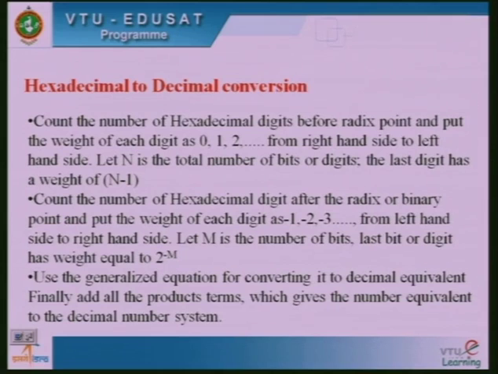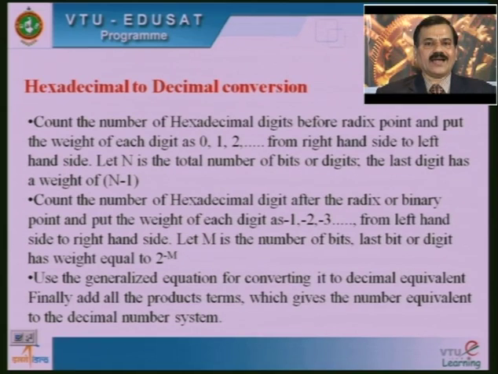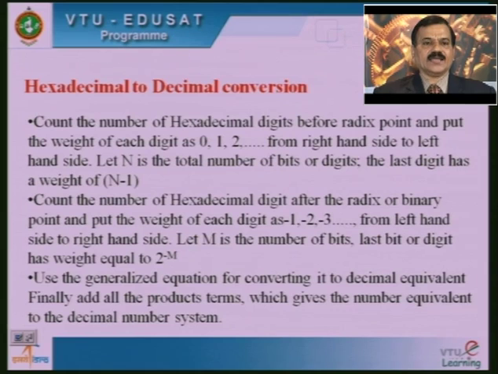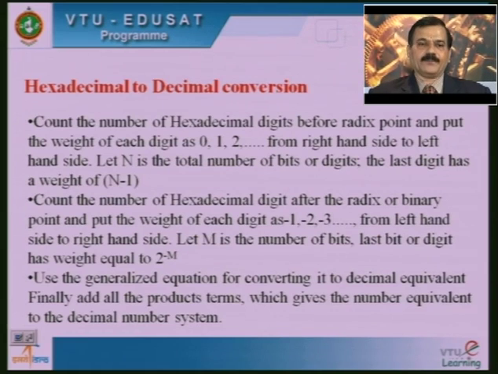First, let us start with hexadecimal to decimal conversion. Count the number of hexadecimal digits before the radix point and put the weight of each digit as 0, 1, 2 from right hand side to left hand side. Let n be the total number of bits or digits. The last digit has a weight of n minus 1.